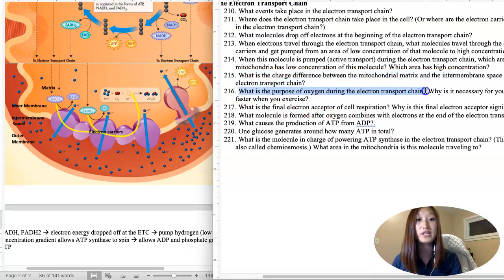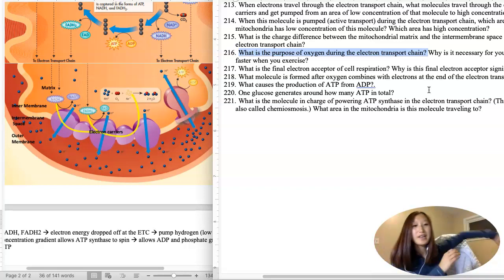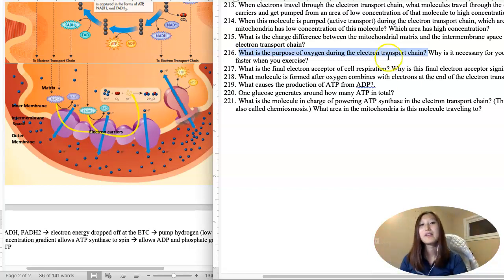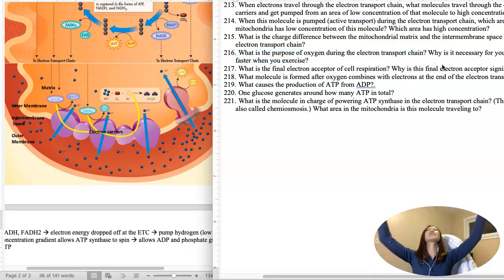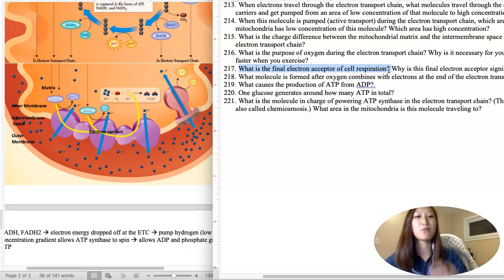The purpose of the oxygen is to serve as a final electron acceptor. It takes the electrons and removes them from the system so that we can keep on pulling the electrons through the system. All right? Why is it necessary for you to breathe? Because you need oxygen for cell respiration, and you need to get rid of the carbon dioxide because you don't want carbon dioxide in your body. It's useless. What is the final electron acceptor of cell respiration? As we just said, that will be oxygen.